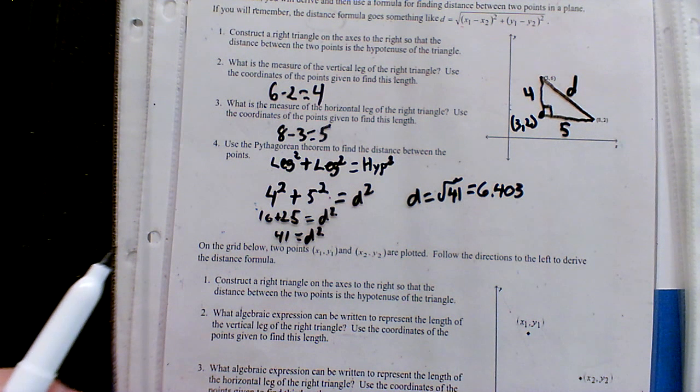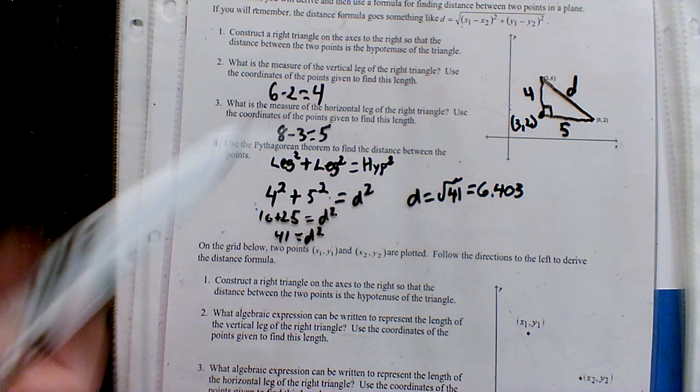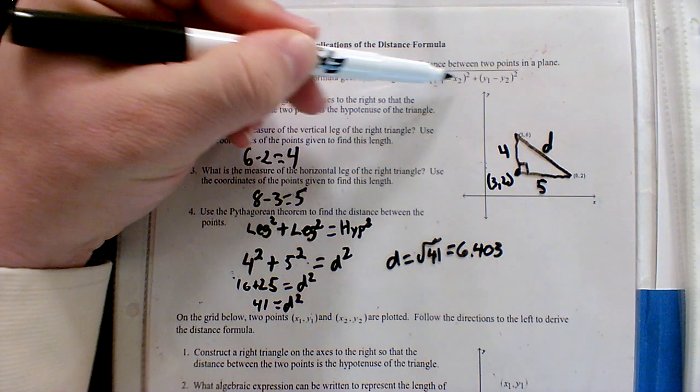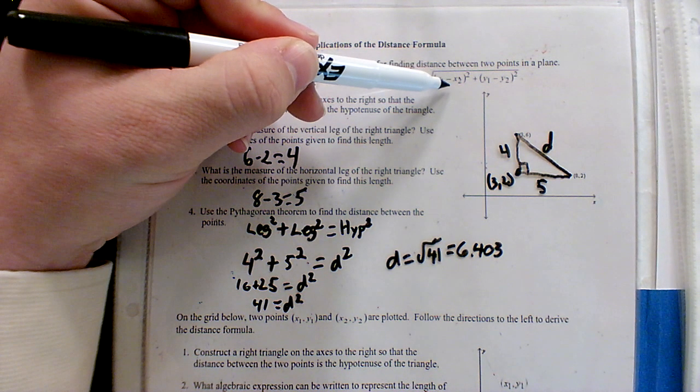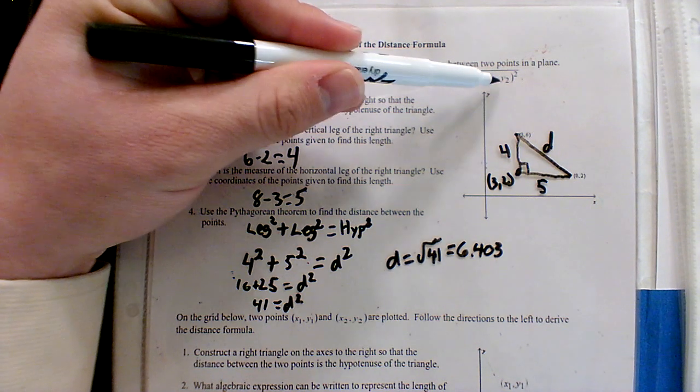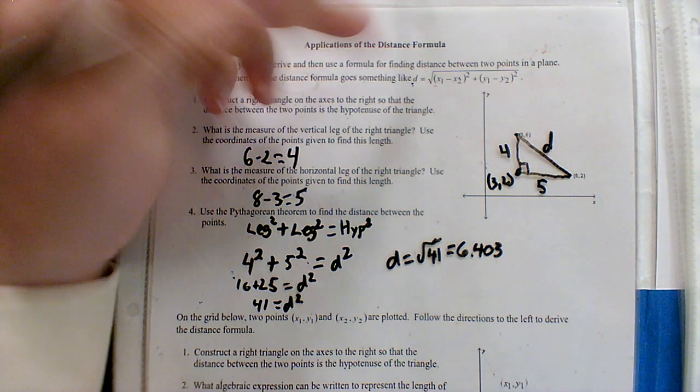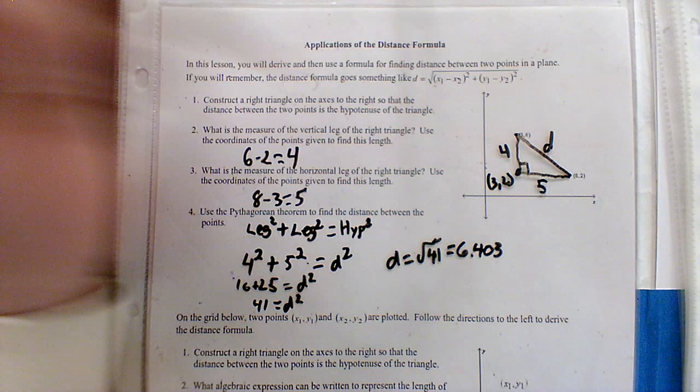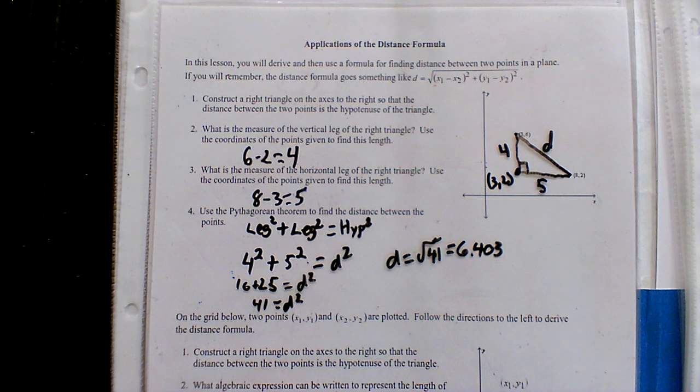Alright, so we used the Pythagorean theorem there, but it actually is a form of the distance formula. So if you see up here, if your x1 minus x2, if you just think about that as x or a, and your y's is b, a squared plus b squared equals c over here. Well, where'd the square go? Well, we took the square root of the other side. So the distance formula is really just the Pythagorean theorem, but solved for that c value. So let's go down to the bottom of the page. We're going to use that reasoning. So on the grid below, 2 points, x1, y1, and x2, y2 are plotted. Follow the directions to the left to derive the distance formula.